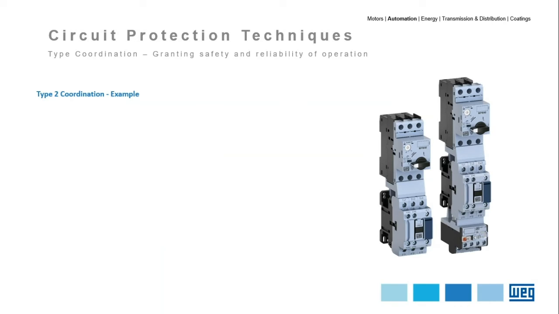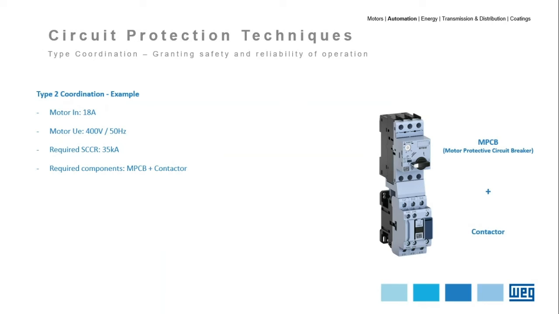So let's check another example. Let's find the most suitable control and protection set for the following motor. 18 amps at full load, rated voltage is 400 volts at 50 Hz, and the required SCCR at the installation point is 35 kiloamps. This is a critical application where service continuity must be guaranteed and the customer is looking for a simpler solution, having only a motor protective circuit breaker as the protective device and a contactor as the control device.